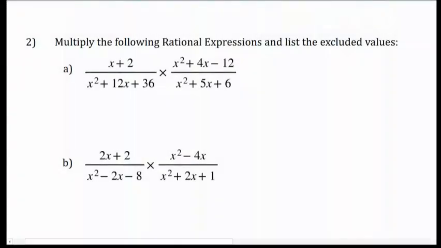We're asked to multiply the following rational expressions and list the excluded values. First of all, to multiply, I'm basically just multiplying straight across, right? So I'm multiplying x plus 2 times all of this. I'm multiplying x squared plus 12x plus 36 by all of this, straight across.